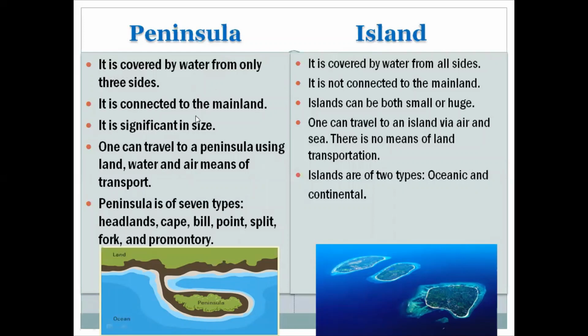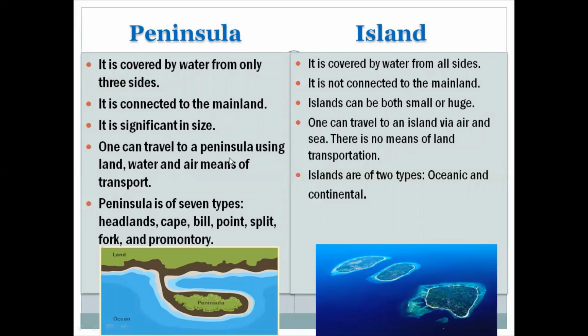A peninsula is connected to the mainland. Peninsula जो होता है वो जमीन के साथ connected होता है, जो land area उसके साथ connected होता है, while islands are not connected to the main land area. It is in isolation. A peninsula is of significant size, यानी जो peninsula वो बड़ा होता है, while the island size can be changeable. It can be small or big.